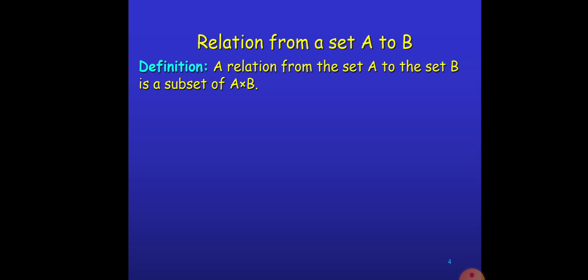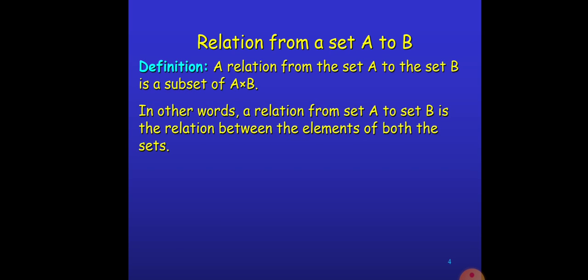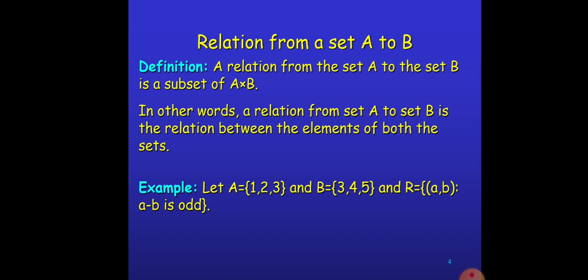Next, a relation from a set A to B. A relation from set A to B is a subset of A cross B, as we have discussed. In other words, a relation from set A to set B is the relation between the elements of both the sets, right? Elements are what are related. Sets are related with the help of elements. Next, let us see one more example.